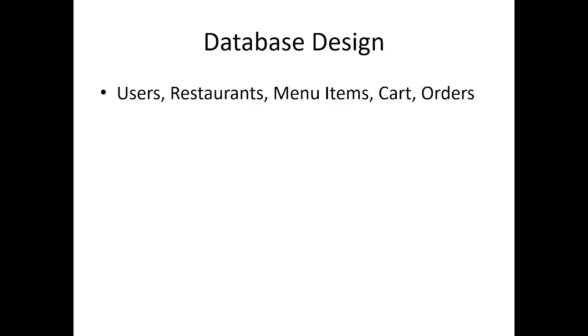Coming to database design: users, restaurants, menu items, carts, and orders. The users collection stores the user information. The restaurants collection stores the restaurant details. The menu collection stores the food items. The cart collection stores the cart information, what we have ordered, and the orders collection stores order details.